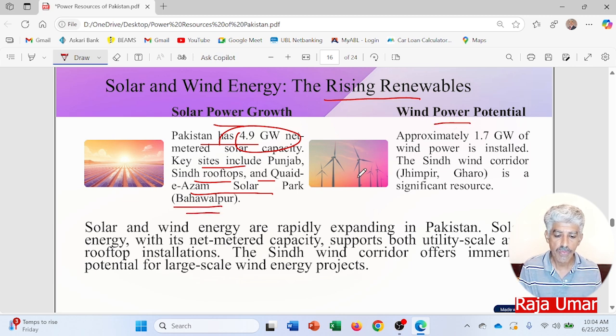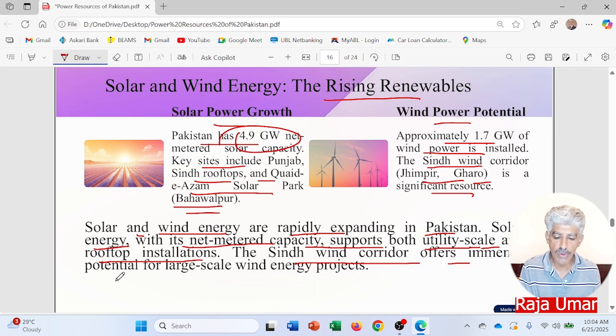Wind power potential: approximately 1.7 gigawatts of wind power is installed. The Sindh wind corridor, Jhimpir and Gharo, facing the Arabian Sea, are areas where the wind power potential is quite high and is a significant resource for Pakistan. Solar and wind energy are rapidly expanding in Pakistan. Solar energy with its net metered capacity supports both utility scale and rooftop installations. The Sindh wind corridor offers immense potential for large scale wind energy projects.